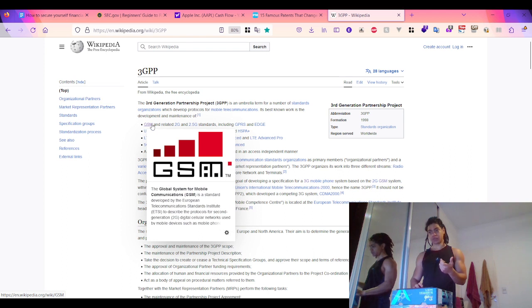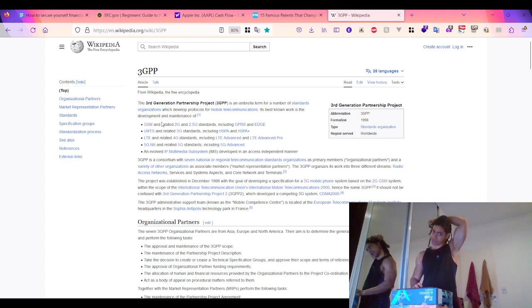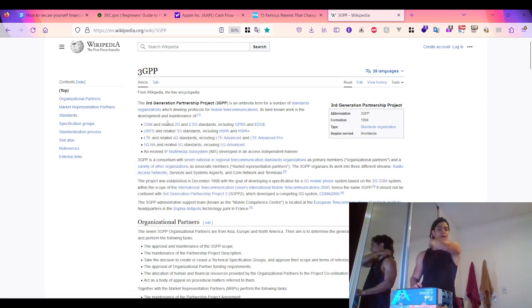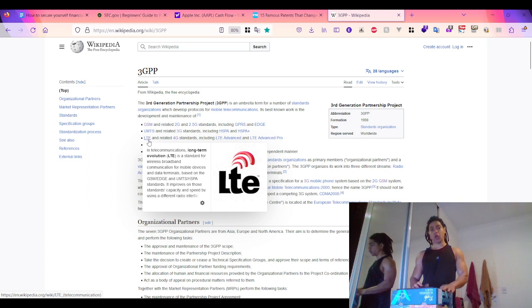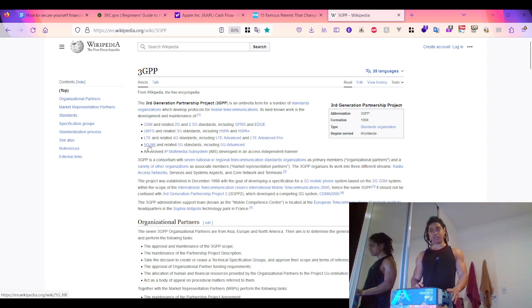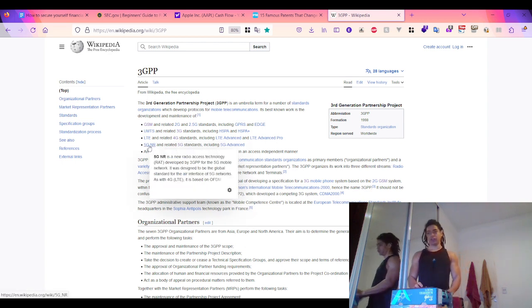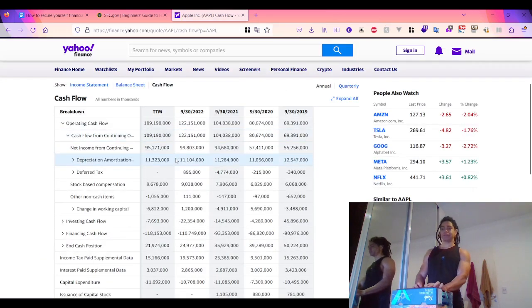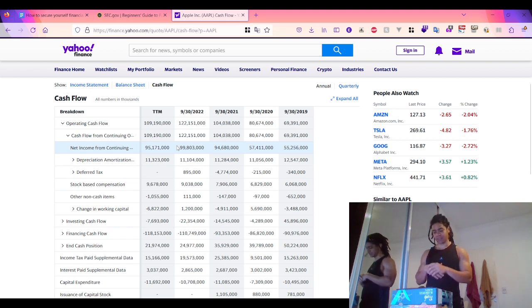So the first was the Global System for Mobile Communications, which is related to 2G. The UMTS, the Universal Mobile Telecommunications System, is related to 3G standards. The LTE, the Long-Term Evolution, is related to 4G standards, and recently the 5G air interface is related to the 5G standard. So this is just for curiosity. And let's keep looking at other intangible assets.